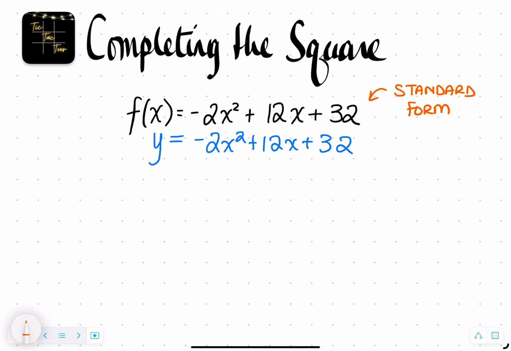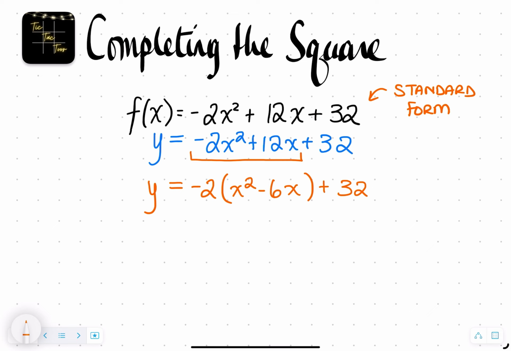Okay, so for this example, what we first need to do is isolate the x squared term by factoring out the coefficient, -2. But we only need to do this for the first two terms of the equation. So we'll factor out the -2 and we'll write down what we have left over afterwards. So we have x squared, and the 12 divided by -2 gives us -6x. And the plus 32 stays on the outside.